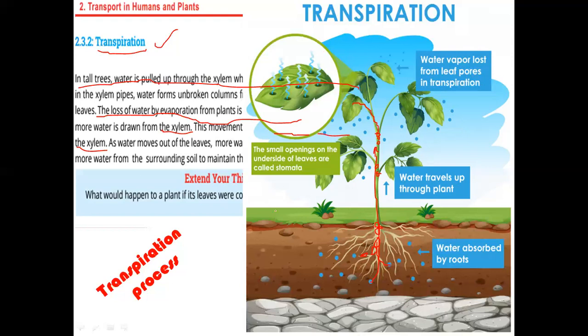stomata. You can take the example of this like when you suck juice or water through a straw. That is a very similar example. When you suck, water is coming out from, for example, this straw, like water is coming out from here into your mouth. How is it coming out? Because you are sucking from here.